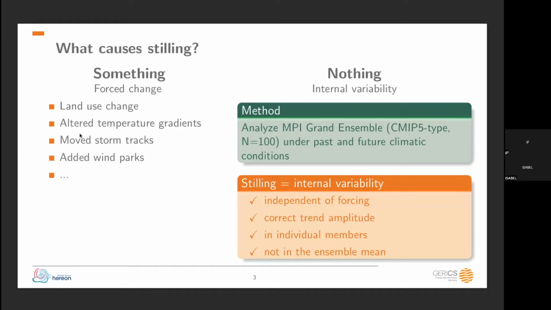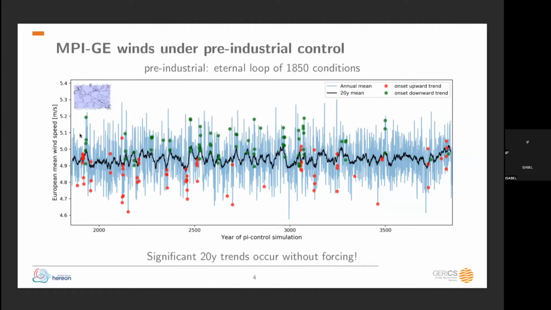It's independent of the forcing, so it appears in the historic period, but also in the future. The trend amplitude in the climate models matches the trend amplitude that we see in the observations, and a couple of more technical aspects. So let me convince you that this is indeed the case. So what we have here is the so-called pre-industrial simulation of this climate model.